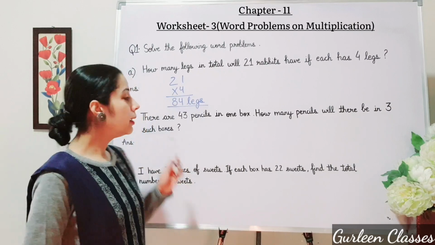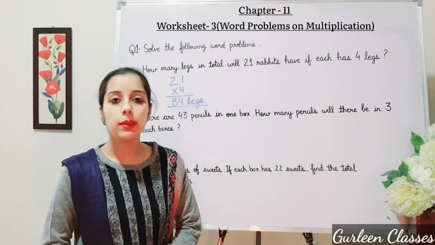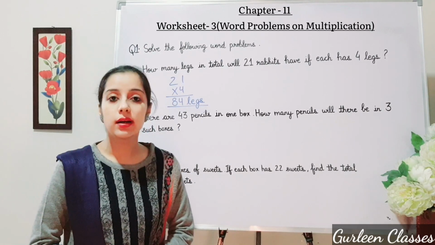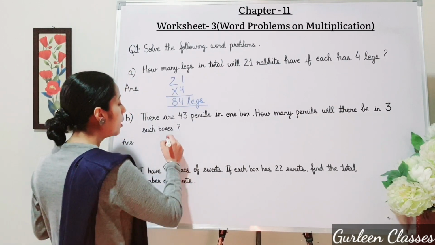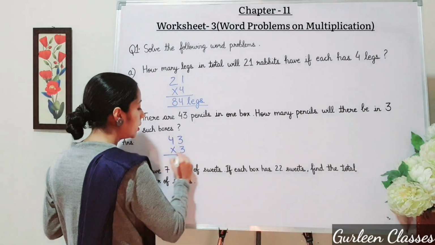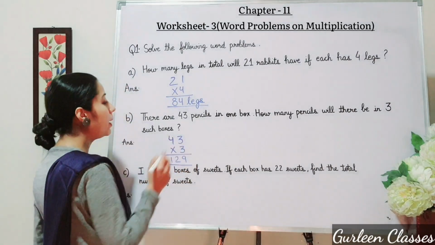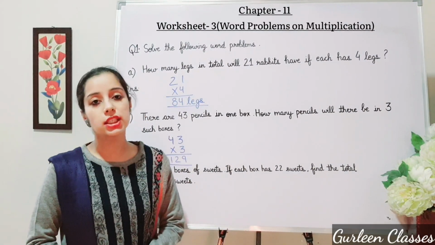Now B part, there are 43 pencils in one box. In one box, how many pencils are there? 43. How many pencils will there be in 3 such boxes? So we will multiply here 43 by 3. 3 3s are 9, 4 3s are 12. So how many pencils are there in 3 such boxes? There are total 129.